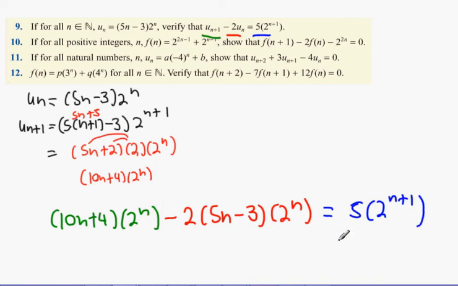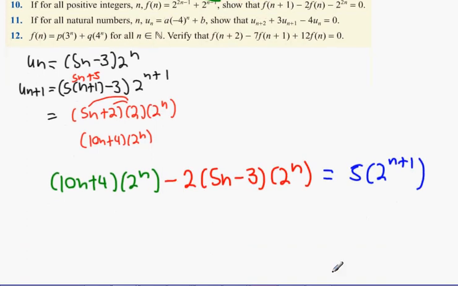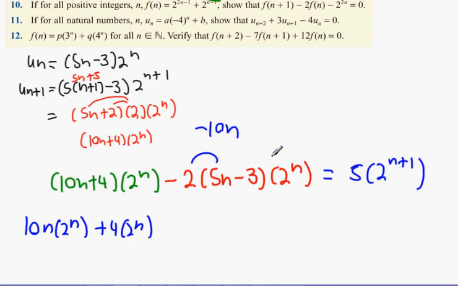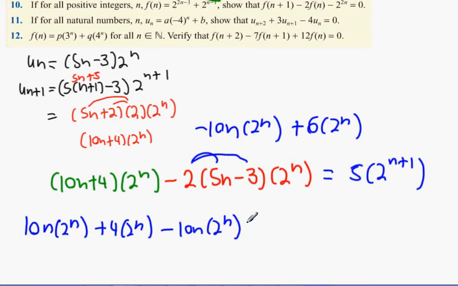Okay, so what I'm going to do is multiply them out on the left. Now, multiplying this out, we're going to get 10n times 2 to the n plus 4 times 2 to the n. Now this one's delicate, okay, it's going to be minus 10n, and then that in turn gets multiplied by 2 to the n, so it's going to be minus 10n times 2 to the n, and then plus 6 times 2 to the n. That's when you multiply it out to get minus 10n plus 6, okay? And I have to prove that it's 5 times 2 to the n plus 1.